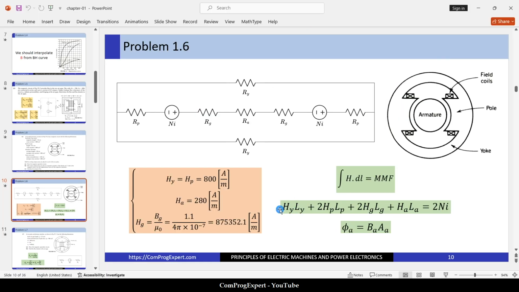H yoke L yoke plus 2 times H pole L pole plus 2 times H gap L gap plus H armature L armature. That is equal to 2 times Ni. Ni is the magnetomotive force of one coil. So here, what is the value of L yoke? We know the magnetic field intensities.